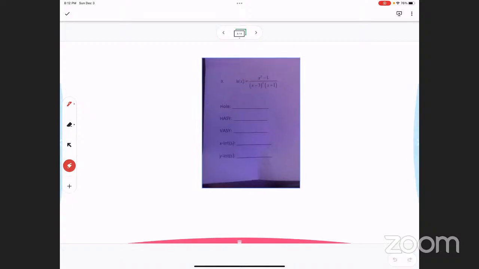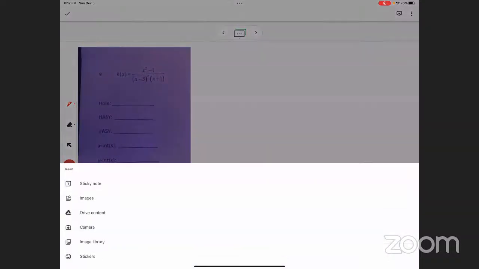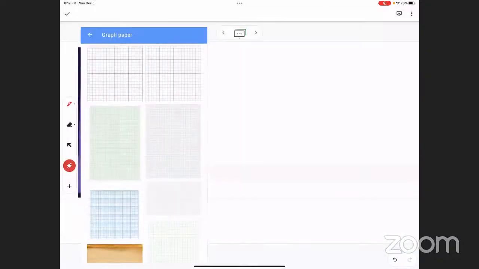Next one. All right, now we're graphing. So let me insert a graph real quick here. Graph paper.